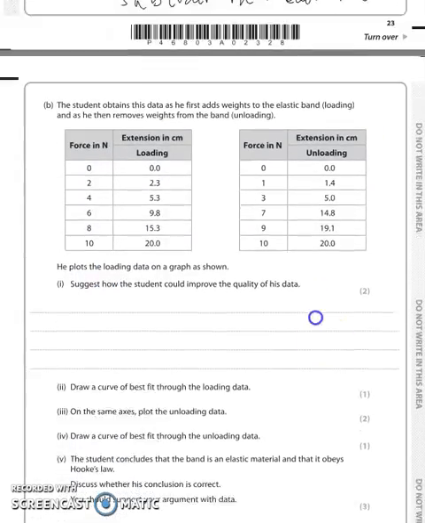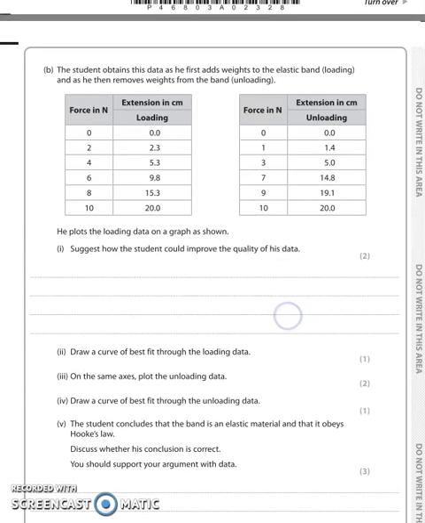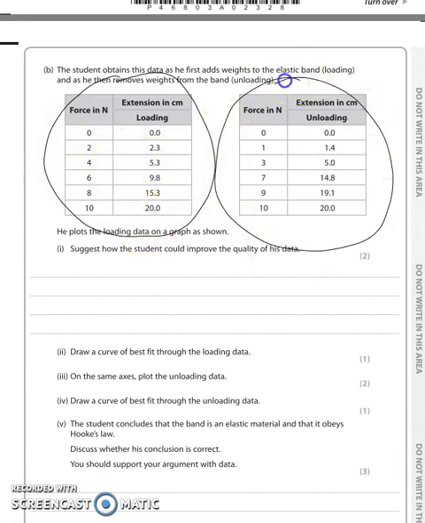He plots the loading data on a graph as shown. What he does is load it with weights and measure the extension, then as he takes those weights off, he measures the extension again. So you can see that it doesn't quite go back. Oh, actually, no. It goes 2, 4, 6, 8, 10. So here it goes 0, 1, 3, 7, 9, 10.